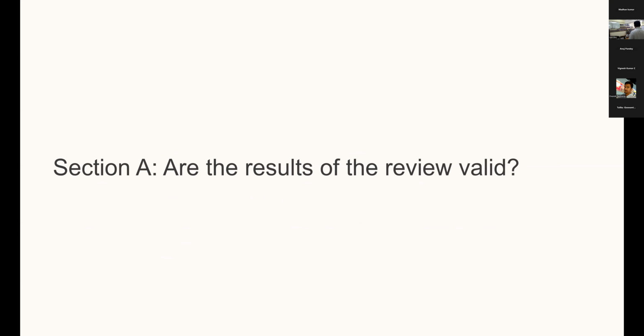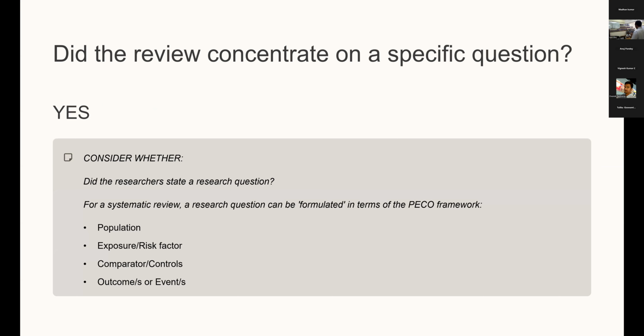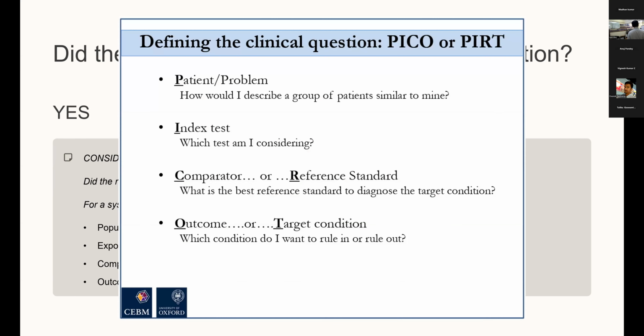So are the results of the review valid? Coming to the validity of the study, did the review concentrate on a specific question? In terms of population, exposure, comparator, outcomes, this is what we use for a clinical trial. Now, how is the PICO statement different for a diagnostic test?